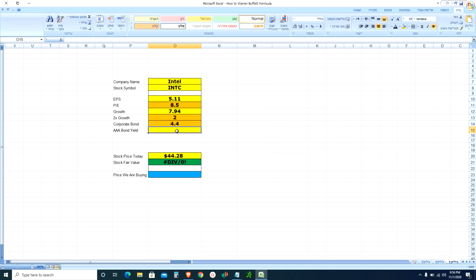I'm also going to need to find out the price at which I would be a buyer, but for now I'm going to get the fair price and see if 44 bucks per Intel share is actually cheap or not. To me it's cheap, but it doesn't matter what I think. We'll see what the numbers say.